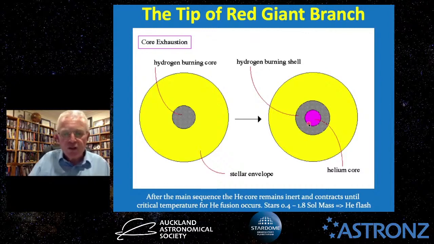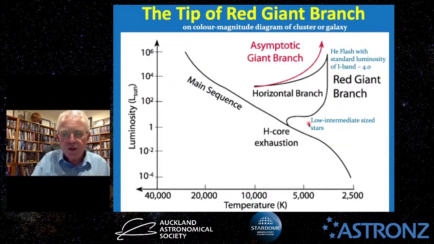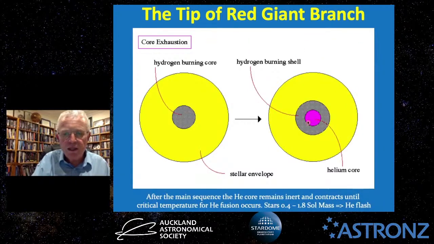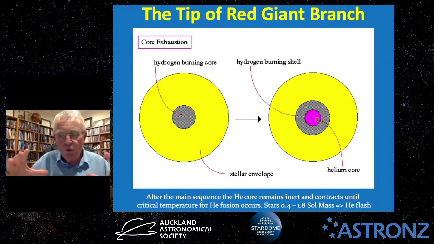If you do a color magnitude of that, let's just go back a little bit here. So as the star swells up, the pressure comes more and more because hydrogen fusion in the core is stopped.